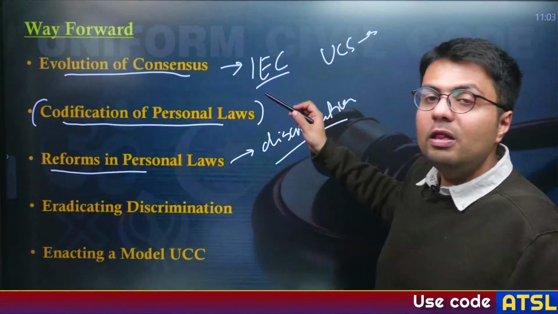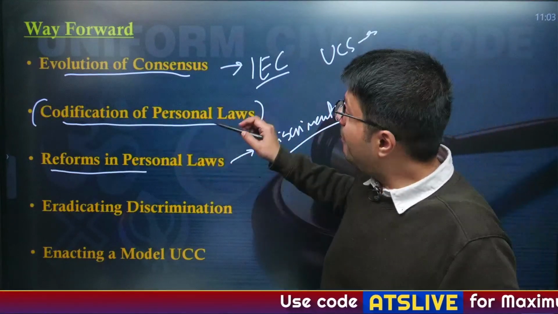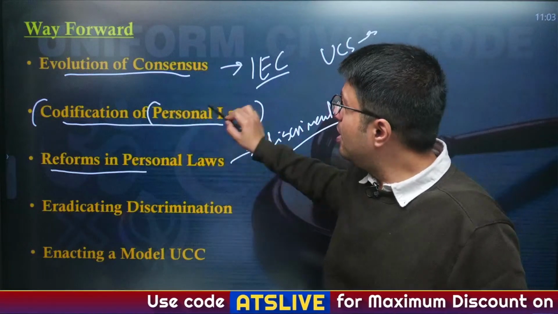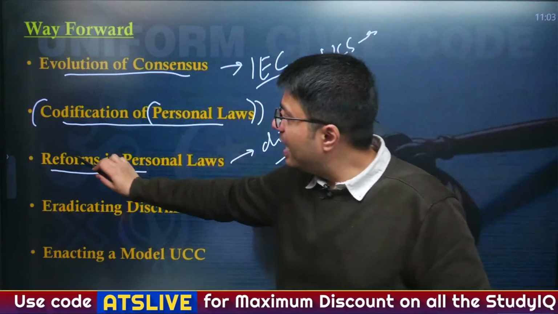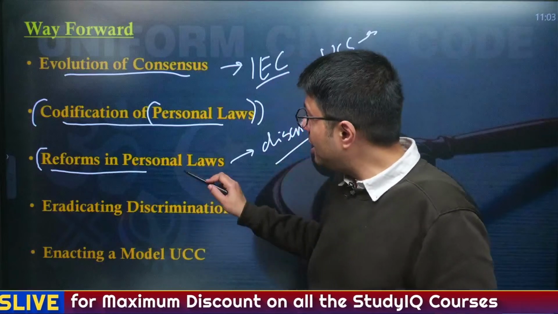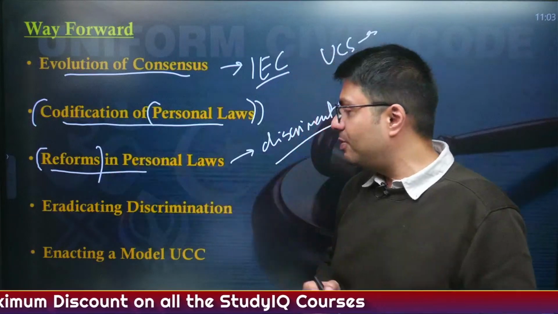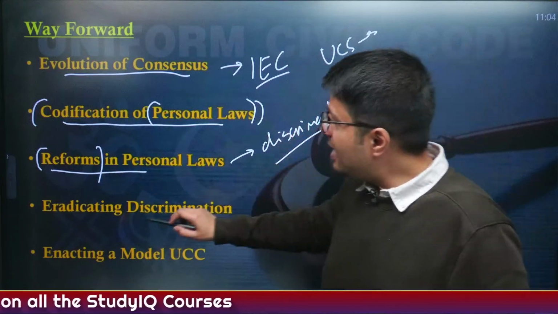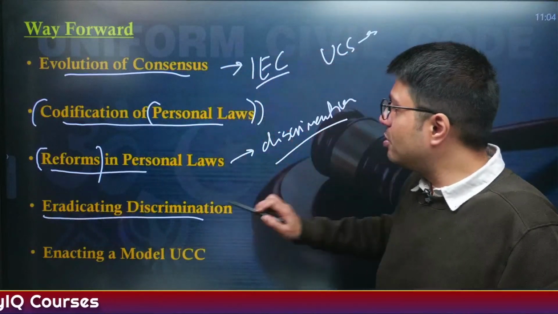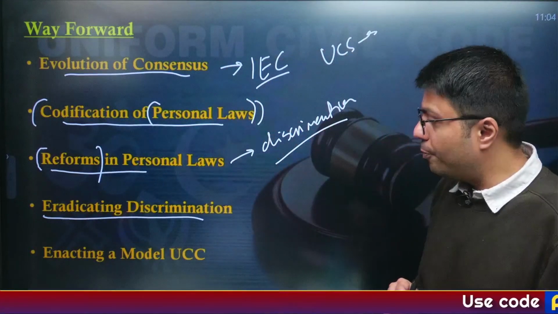So first of all, before enacting the Uniform Civil Code, there is a need for codification, and after codification, if there is a form of discrimination, that should be reformed by the government individually. And all of this is actually to eradicate the process of discrimination, as I already told you.